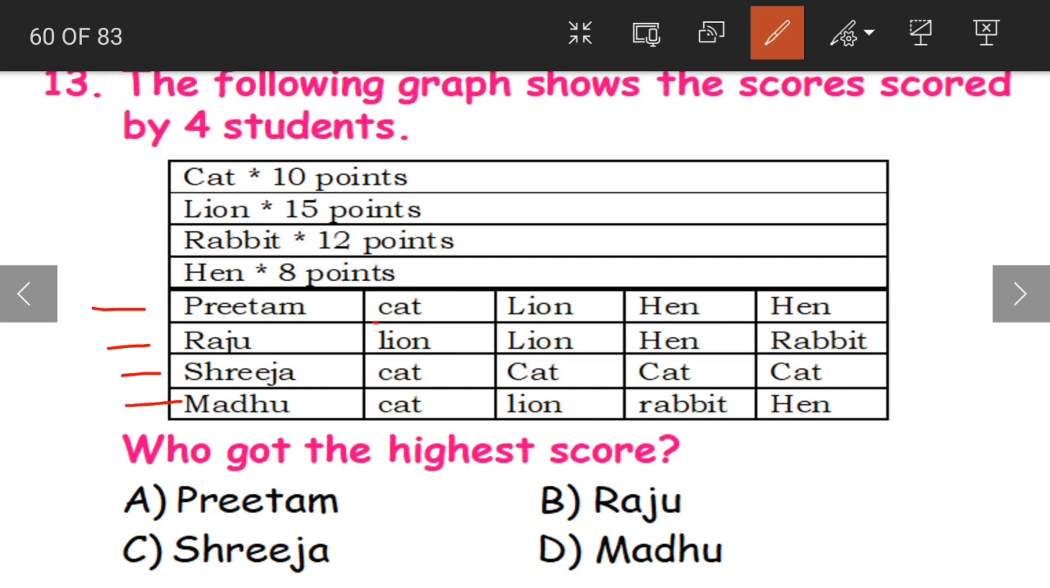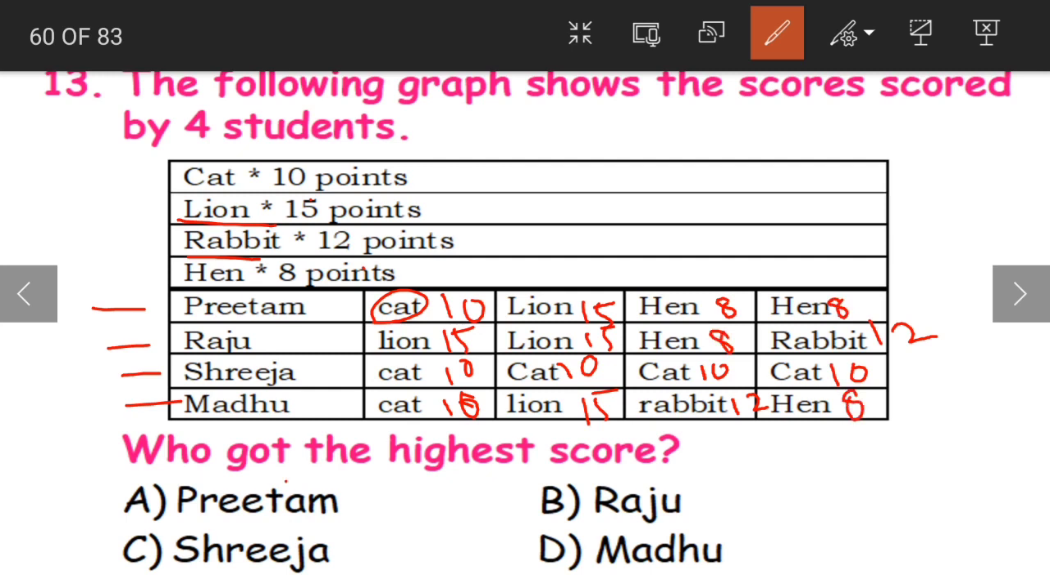Here the scores are not given to us directly. What does cat mean? Cat means 10 points. So instead of cat I will write 10 points everywhere. Okay. So 10 and 10. Next, what does lion mean? 15 points. So 15, 15, 15 and 15. Understood, children? Now what does rabbit mean? 12 points. 12. Now hen means 8 points. 8, 8, 8 and 8.